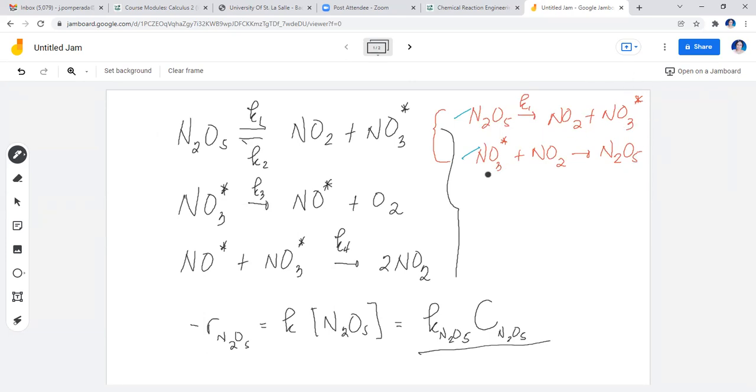Okay? Now, in the second, your NO3, your nitrogen trioxide, is already a reacting species. And by the way, this is k sub 2.